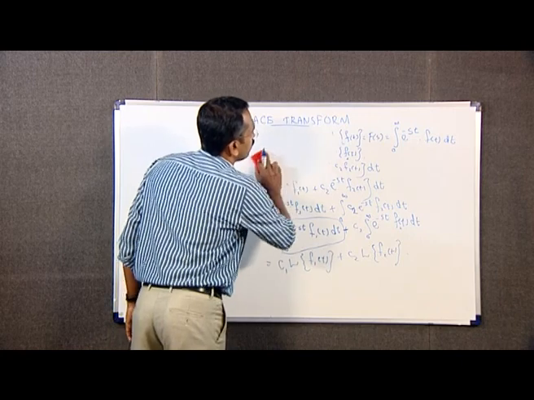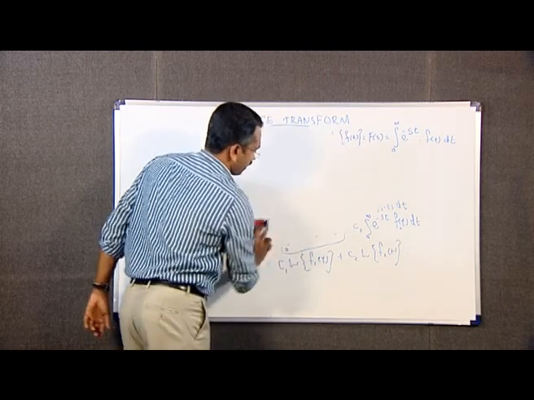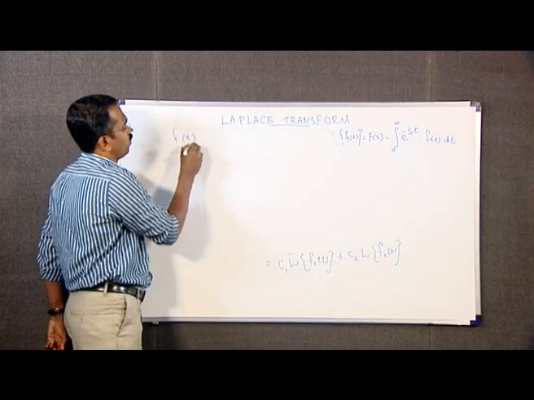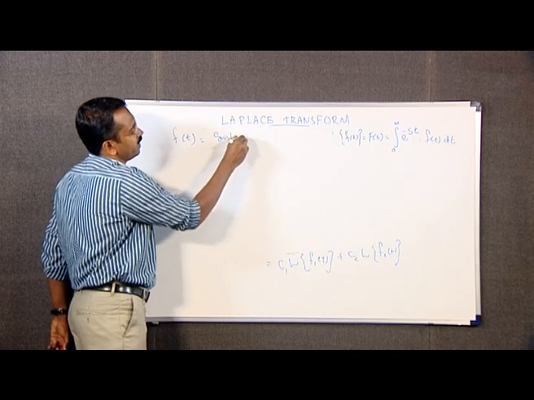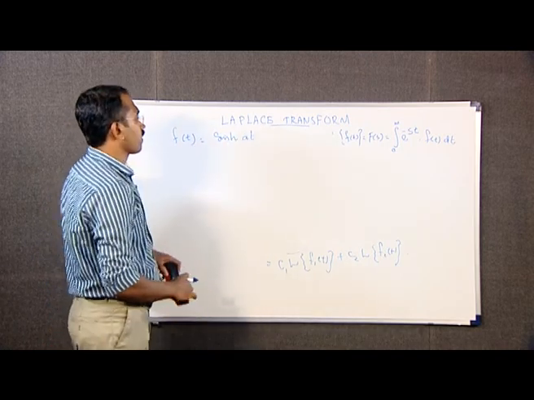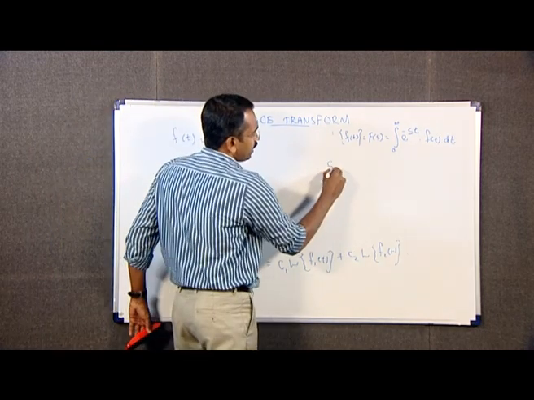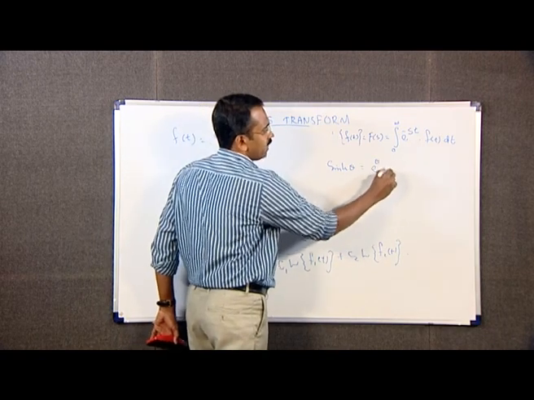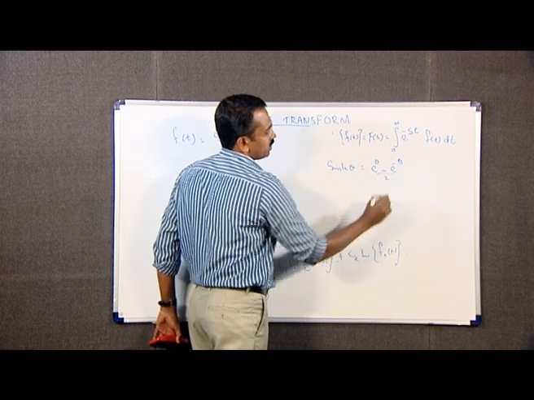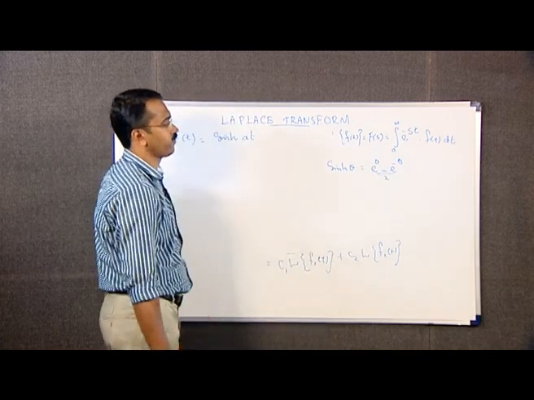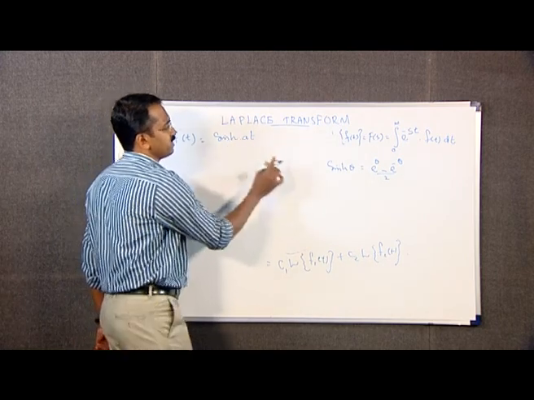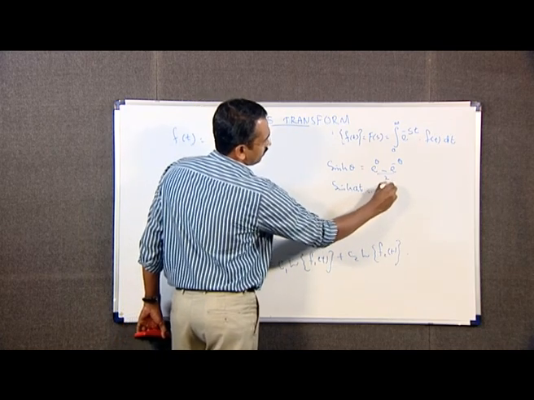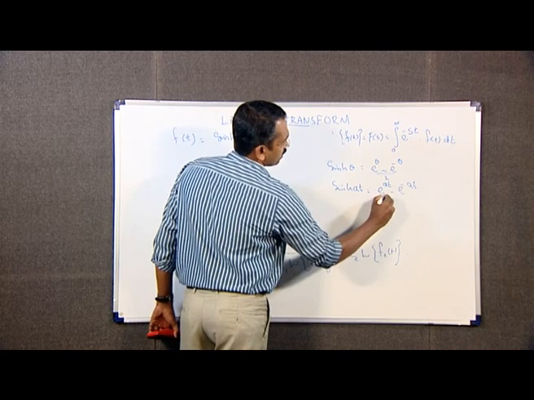Now consider the function f of t as f of t equal to the hyperbolic sine, sinh a t. We have sinh theta is equal to e raised to theta minus e raised to minus theta all divided by 2. Therefore, we can write sinh a t as e raised to a t minus e raised to minus a t divided by 2.